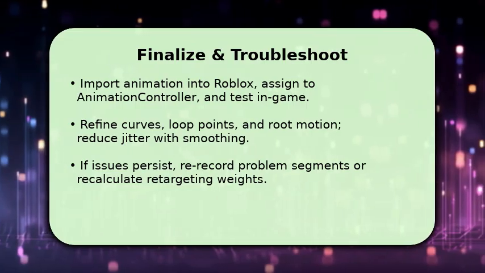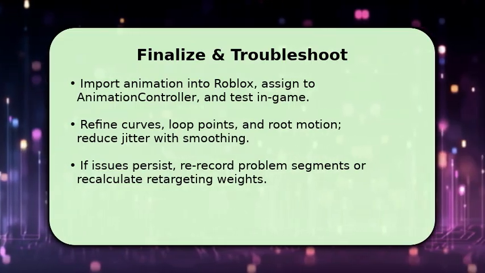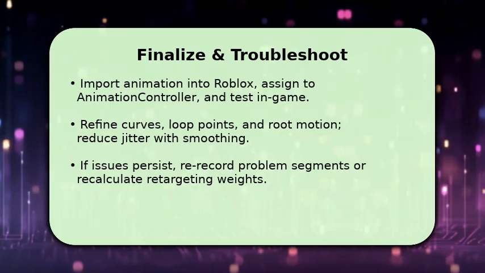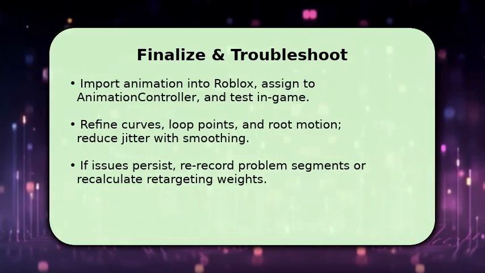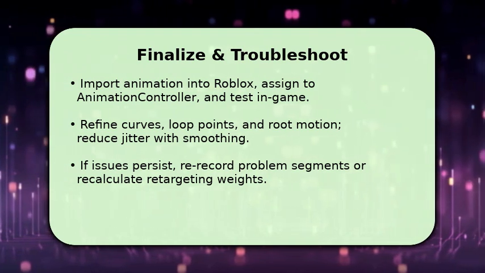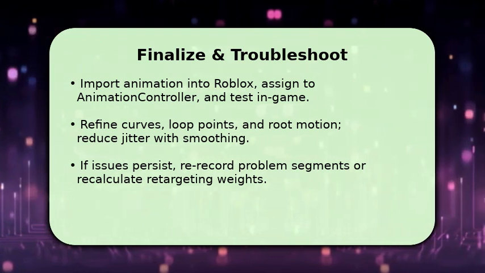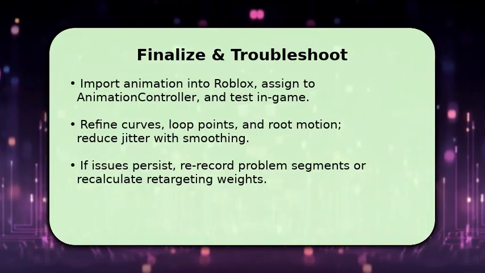If limbs look offset or timing shifts, make sure retargeting weights are correct. If not, re-record the problematic segment with clearer poses. One key troubleshooting tip: rerun calibration and mapping after any rig change to restore accurate results.